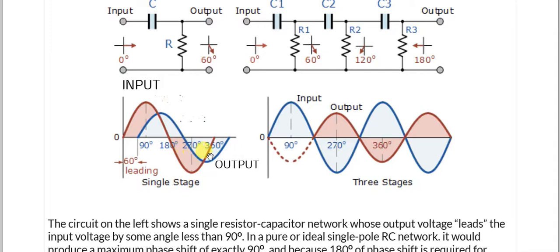And here, typically, the total of all of these three: the input is 0, the output is now 180 degrees. This is a 180-degree phase shift if we take both the signals.